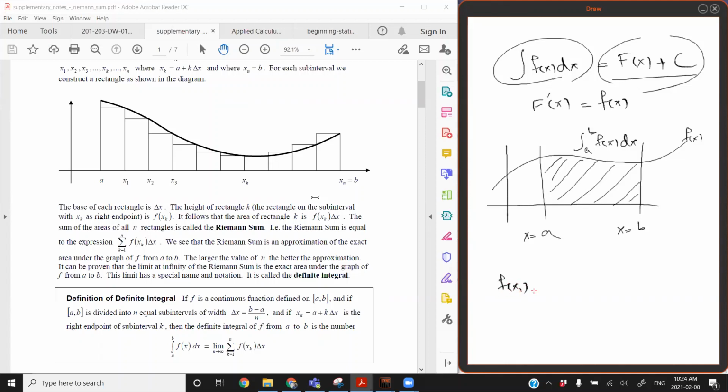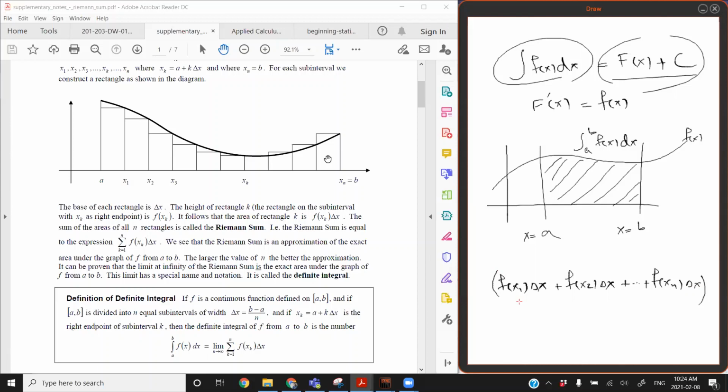f of x1 times delta x would be the area of this first rectangle. Then f of x2 times delta x is the area of this second rectangle. And all the way to the last one, f of xn delta x, that would be the area of this last rectangle here. And now this is an approximation for the area.